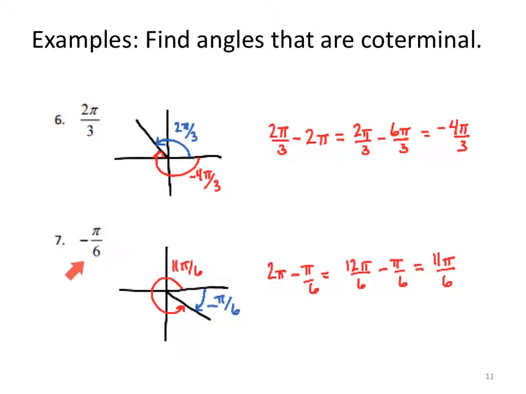So, if you're given a negative angle and you want a positive coterminal angle, you add 2 pi. If you're given a positive angle and you want to find a negative coterminal angle for whatever reason, you subtract 2 pi. It's always add or subtract 2 pi in order to find a coterminal angle.